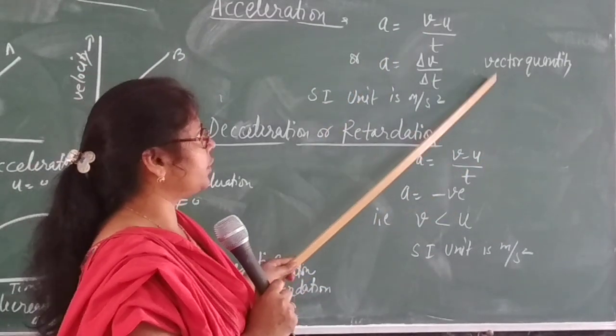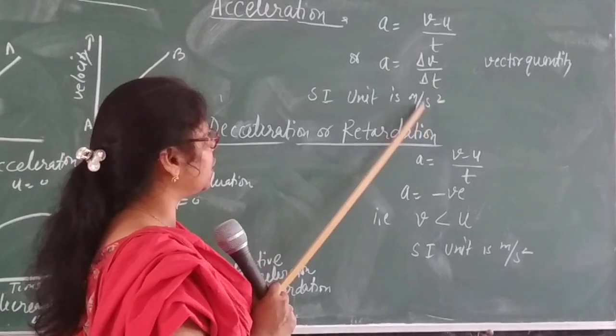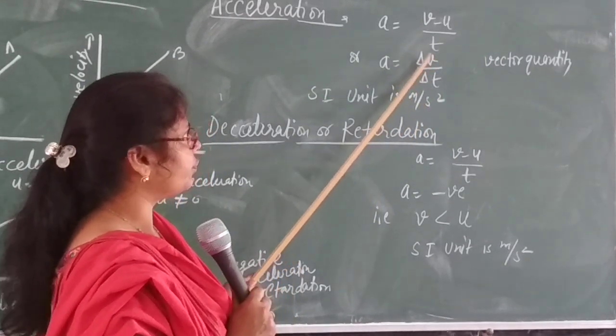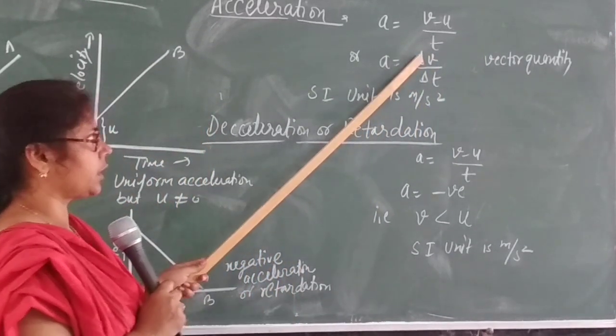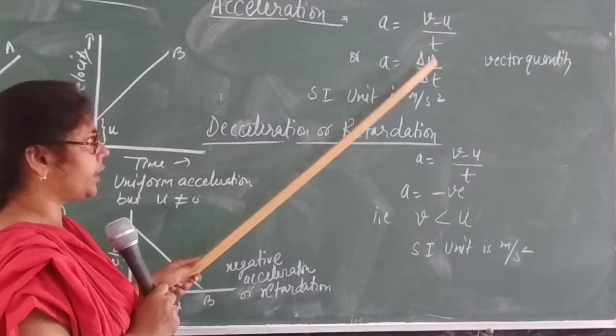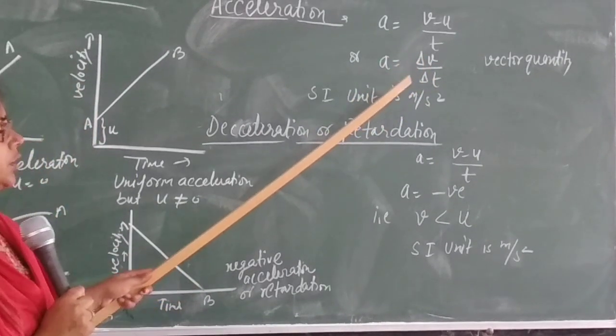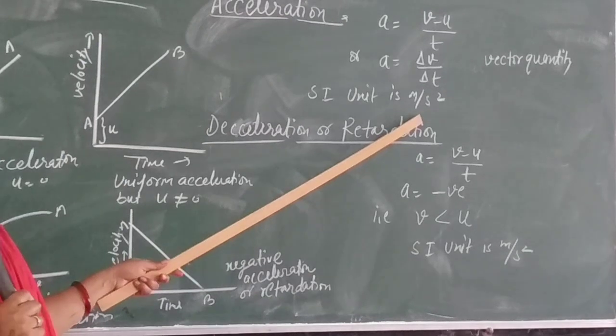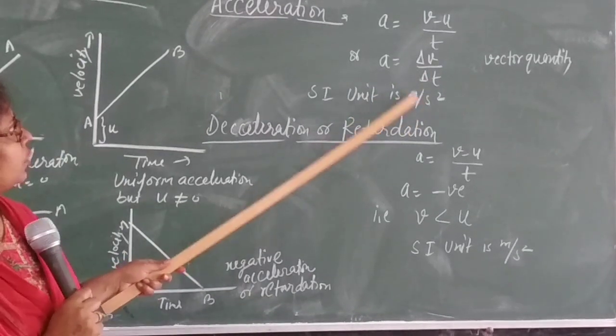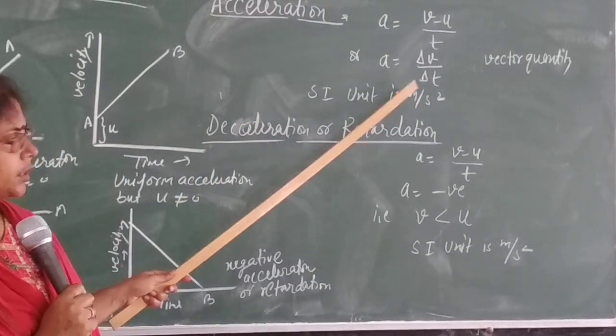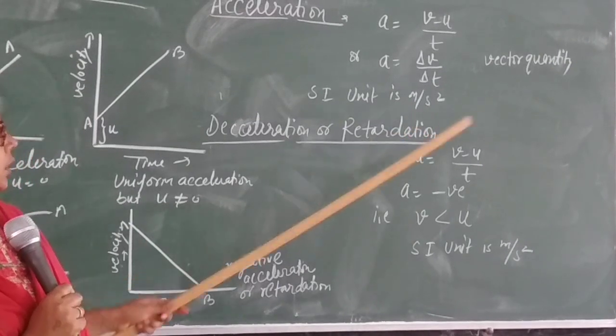This acceleration is a vector quantity, and its SI unit is, what is the SI unit of velocity? Meter per second. Then meter per second upon second gives acceleration in meter per second square. The SI unit of acceleration is meter per second square.